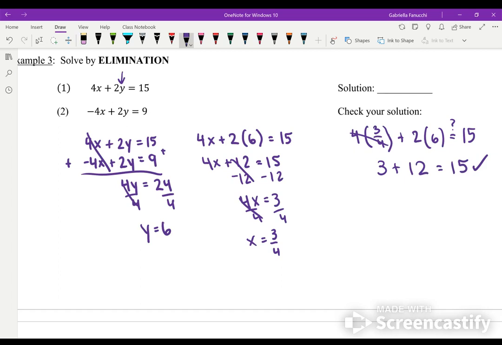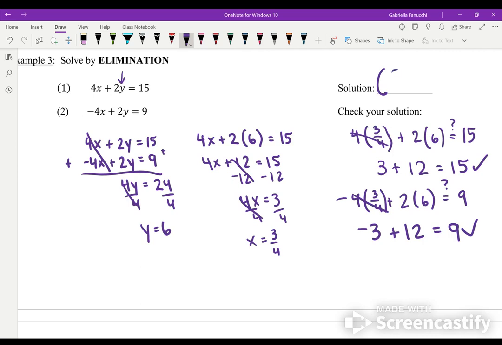Let's plug it into the second one. Negative 4 times 3/4 plus 2 times 6 is equal to 9. Again, we're checking. Well, this is going to be equal to negative 3 plus 12 is equal to 9. Is that true? Yes. 12 minus 3 is 9. So our solution to this system is 3/4, 6. That is where those two lines will cross.